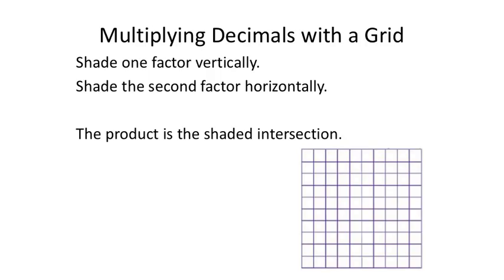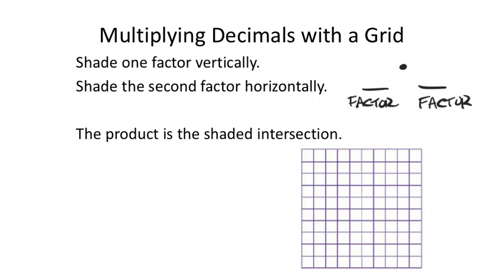Okay, multiplying decimals with the grid. So you shade one factor vertically, and then you shade the second factor horizontally. If we've forgotten, factors are numbers that are multiplied. So if you have a multiplication, that's my multiplication symbol, those two values, whatever you fill in the blanks with, are called factors. And then the answer is called a product. The product ends up being the shaded region. So you have two factors.